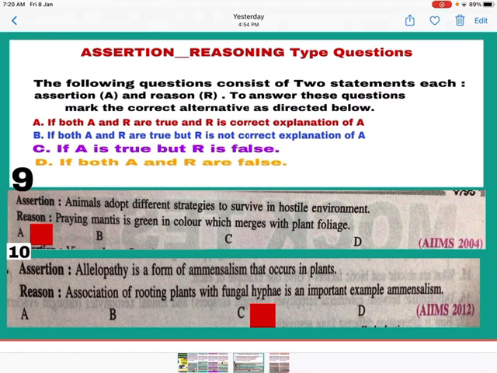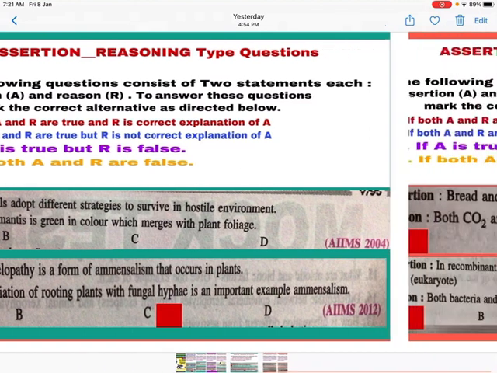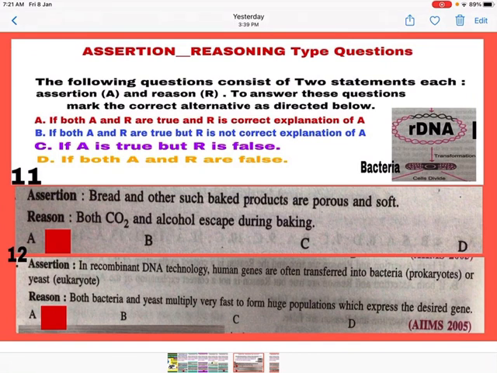See the reason. Association of rooting plants with fungal hyphae. इन दोनों का association देखिए क्या है. Is an important example of amensalism. Wrong. It is an example of mutualism, where both of them live together for the benefit of each other. So here A is correct but R is wrong. So mark C. Question number 11 पर आइए.